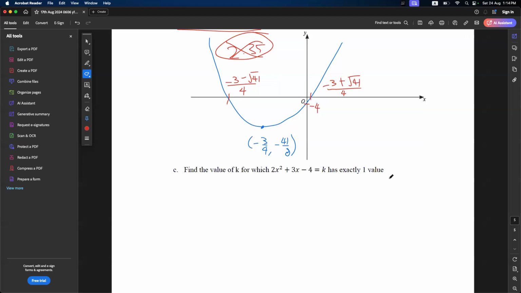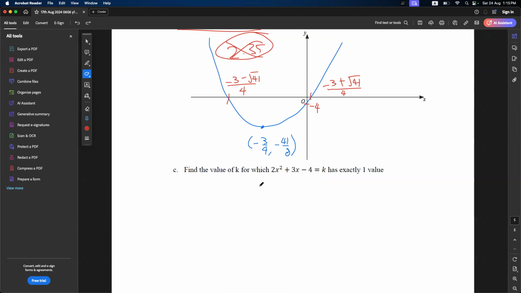Okay, last part. Find the value of k for which the equation that we just drew equals to k has exactly one value. What does this question actually mean? I've shown you this before already. What does this actually mean?